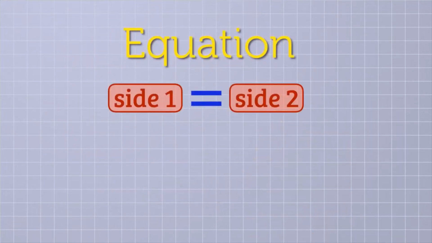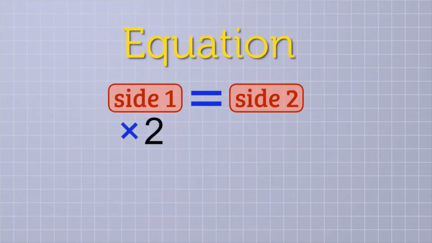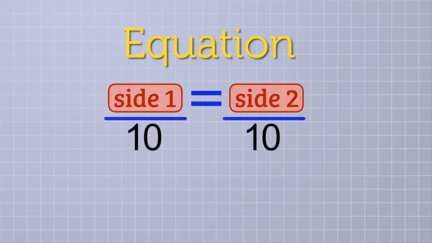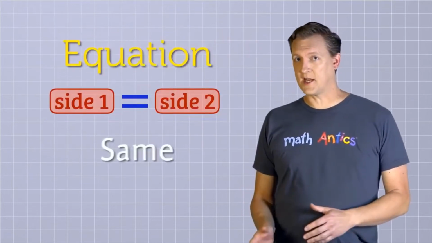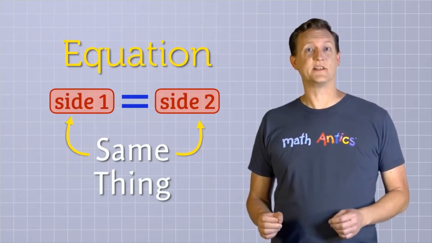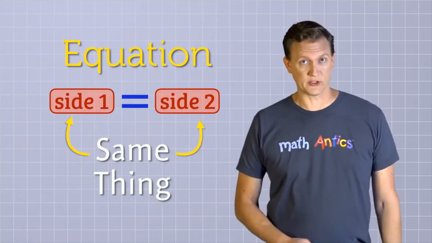For example, if we want to add something to one side of an equation, we have to add that same thing to the other side. And if we want to subtract something from one side of an equation, then we have to subtract that same thing from the other side. And that's the same for multiplication and division. If we want to multiply one side of an equation by a number, then we need to multiply the other side by that same number. Or if we want to divide one side of an equation by a number, then we have to divide the other side by that number also. As long as you always do the same thing to both sides of an equation, it will stay in balance and your equation will still be true.